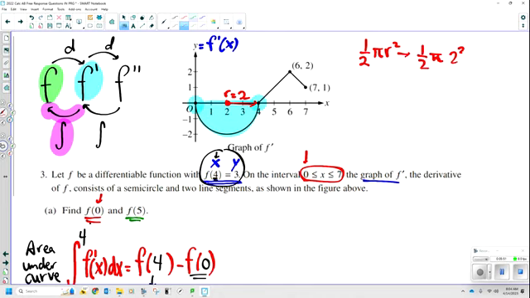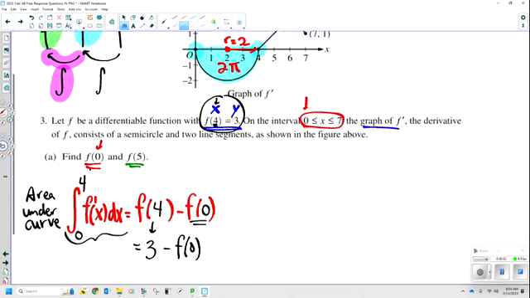times 2 squared. 2 squared is 4. Half of 4 is 2. So it's really 2 pi. Okay, that's it. That's the area of this semicircle, 2 pi, which means that's the integration.